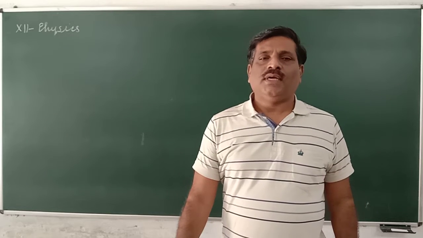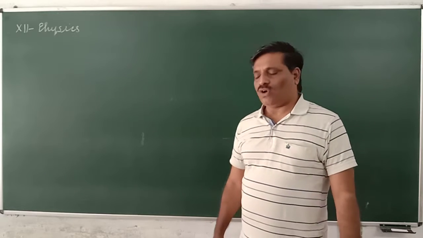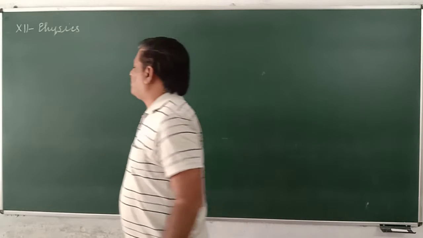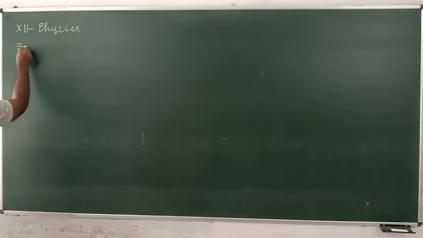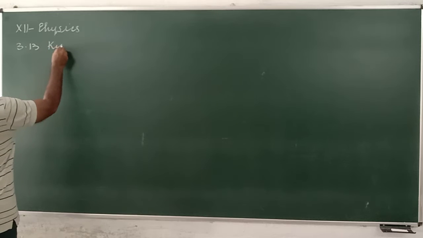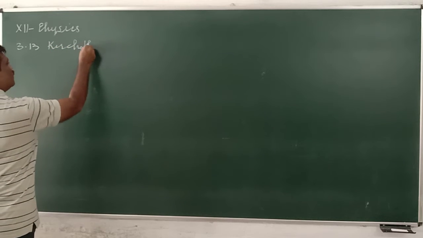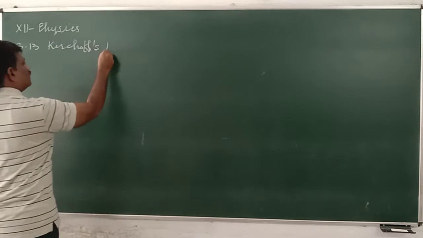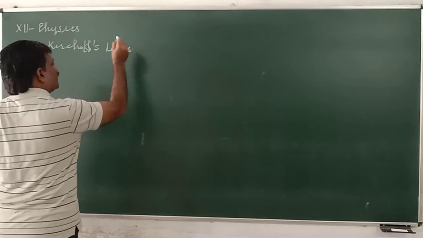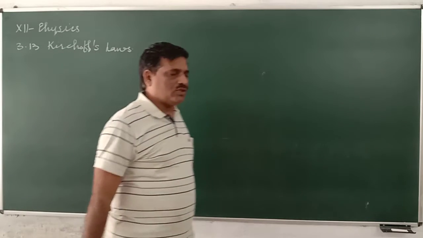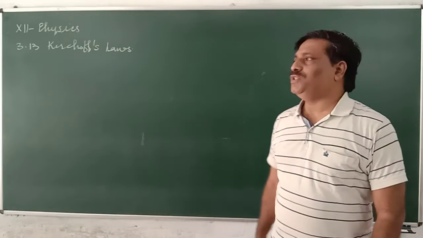And therefore, Kirchhoff came up with his laws. These are known as Kirchhoff's laws. There are two laws suggested by Kirchhoff. One is called the law of junction.